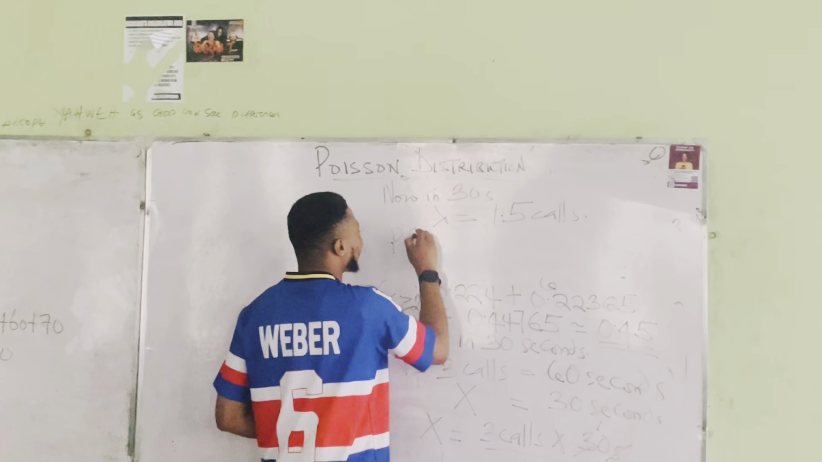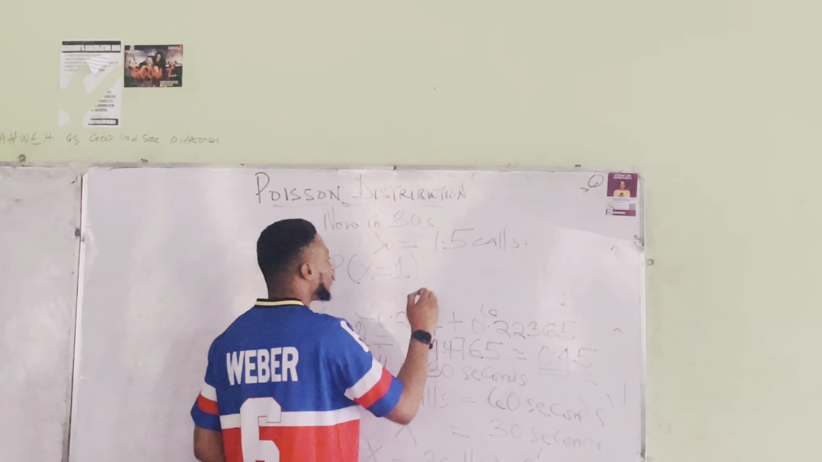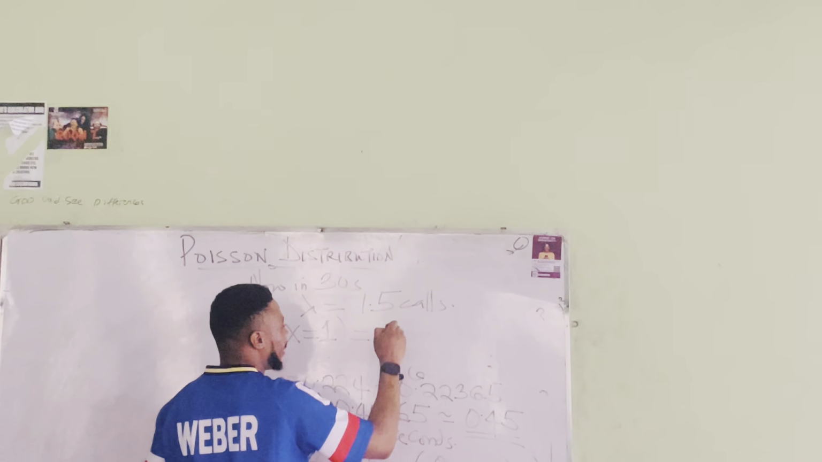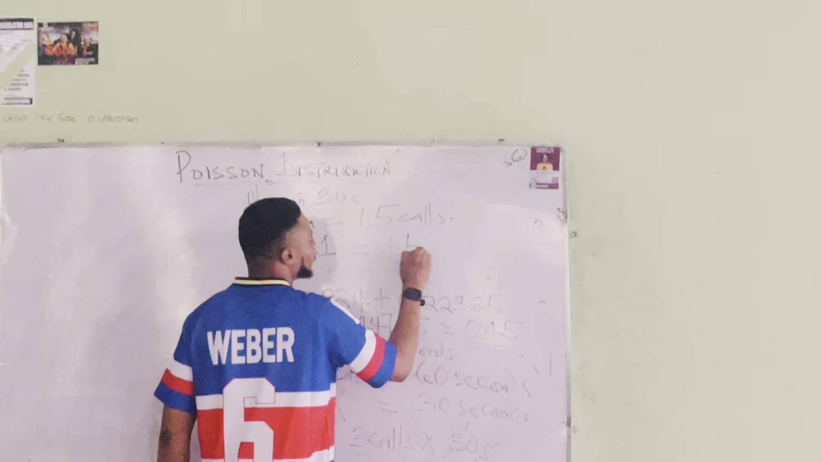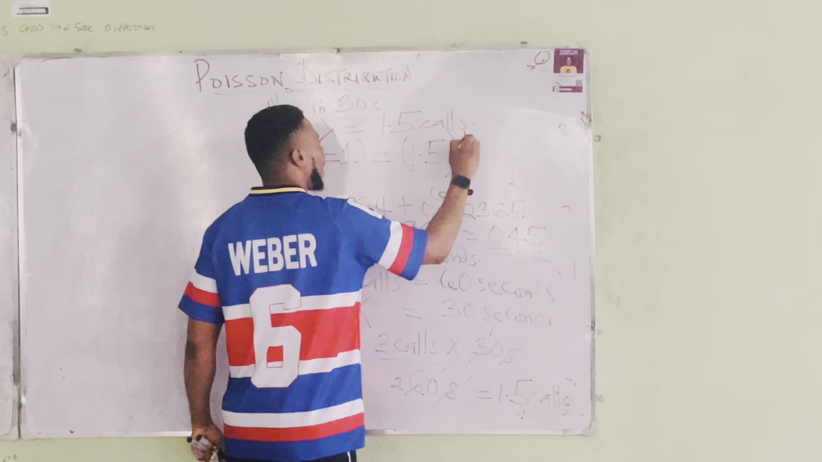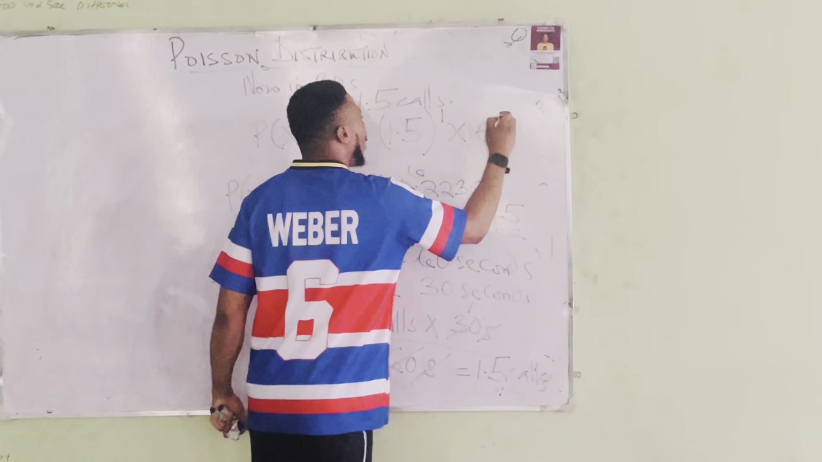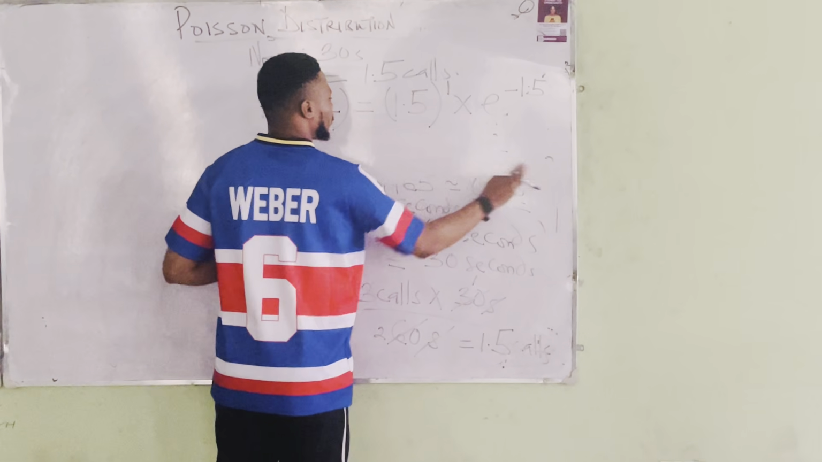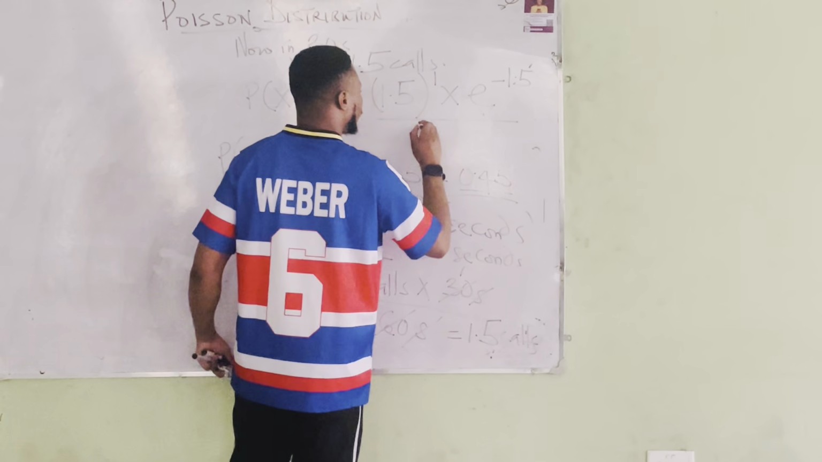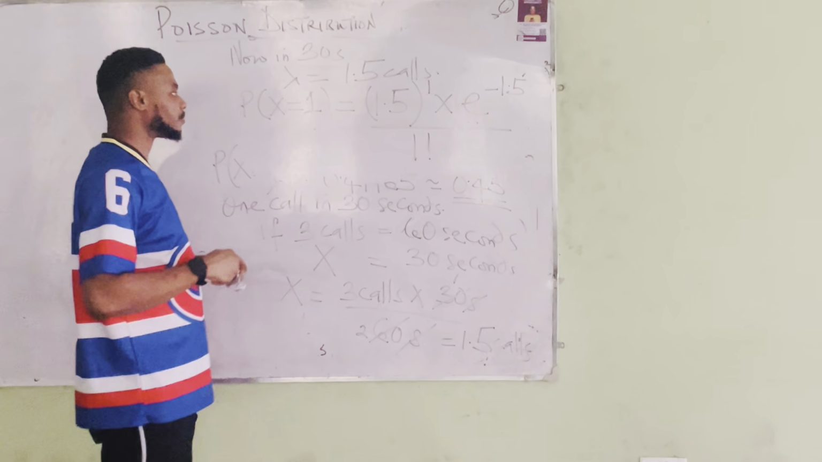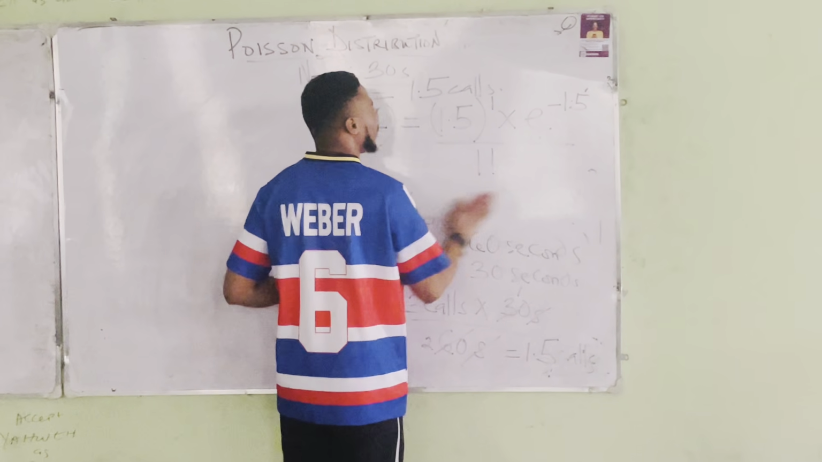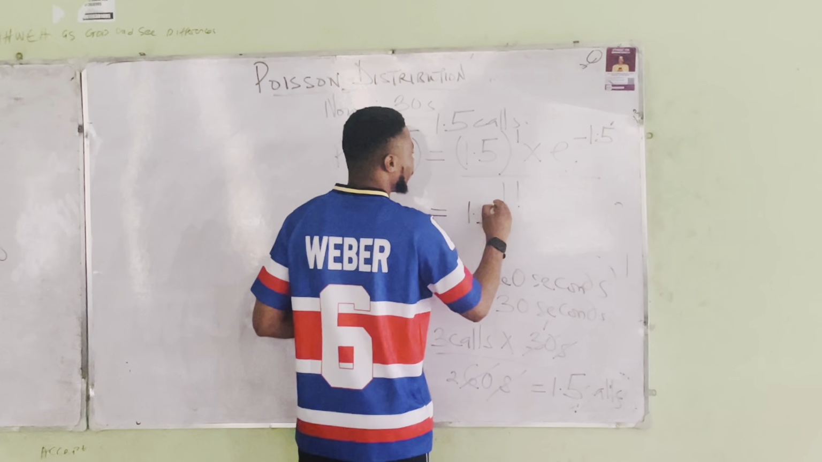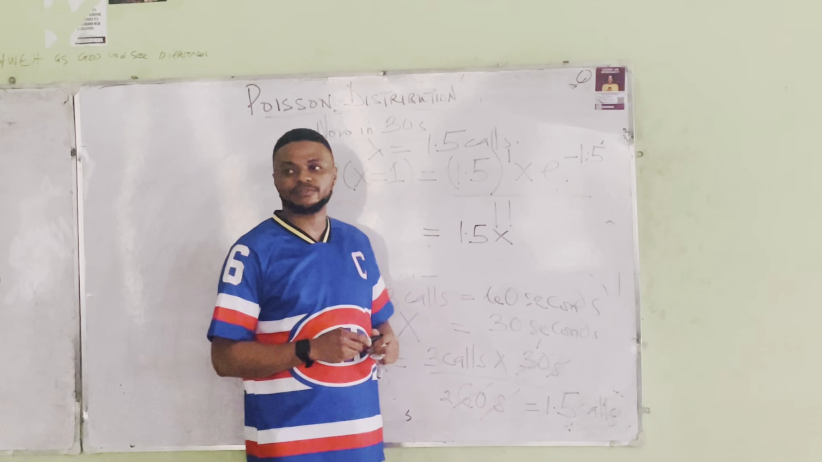So probability of x now will be equal to 1. Remember the formula is still lambda raised to the power of x, so this is now 1.5 raised to power 1, times e raised to power of minus 1.5, divided by 1 factorial. 1 factorial is still 1, right? Good. So 1.5 raised to power 1 is still 1.5, times e raised to power minus 1.5.